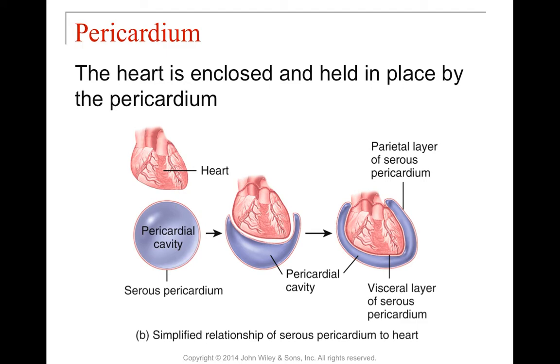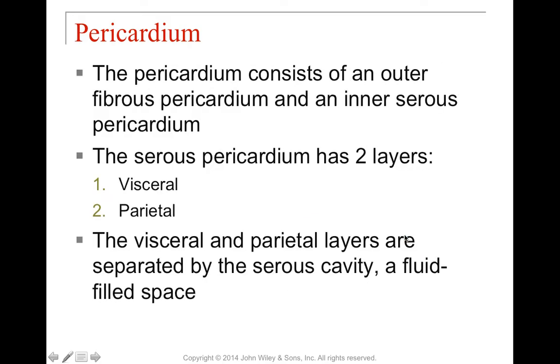We have two different sides to the pericardium. The parietal layer is going to be the external side. It's going to be interacting directly with, for example, the lungs, and the visceral side is going to be interacting directly with the heart itself. Again, this region in the center is called the pericardial cavity.